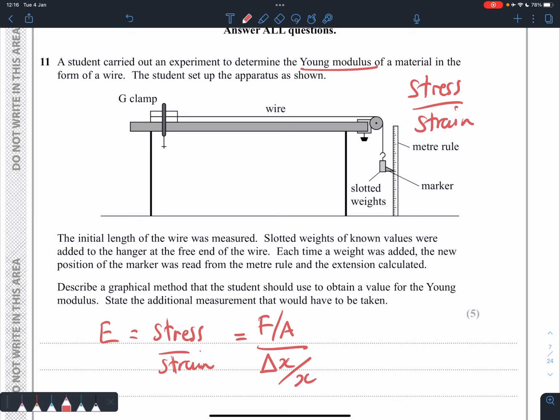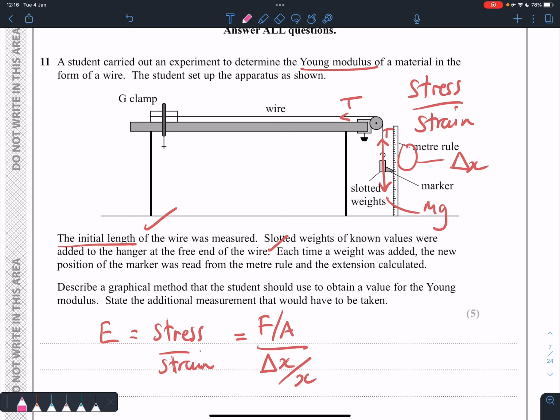Okay, so what are we marking? Already working out the initial length of the wire. So we've got the initial length was measured. Slotted weights and known values are added. Well, this is going to give us the force. This is going to give us the tension, because this will give us the weight, and that weight is also going to be the same as the tension in the string. Each time the weight was added, a new position on the marker. So we're also measuring delta x, which we're going to get from here.